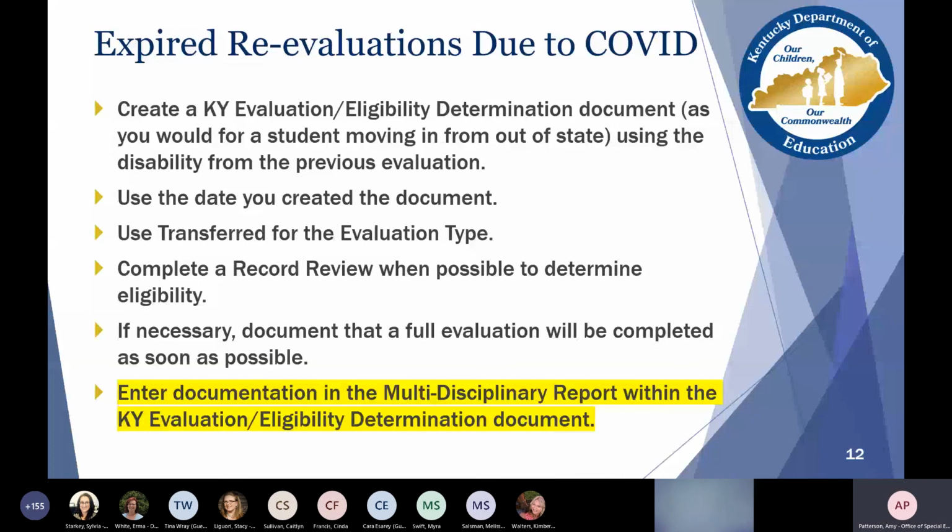And then you're going to complete a record review when possible, but if you can't, or if you can't determine all eligibility, then you're just going to document that a full evaluation will be completed as soon as you can get the student in. Enter documentation that says this is because of COVID, and we're going to complete the evaluation as soon as we can. Put that in the multidisciplinary report so that everybody has it in the same place.